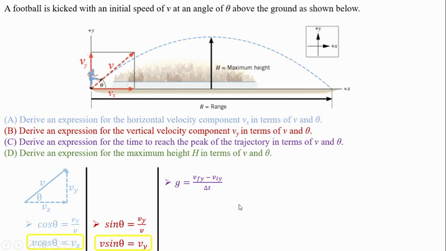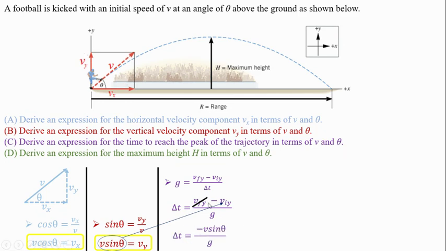Since it asks for the time at the peak, I know that at the peak my Vfy is 0. So in solving for t, I'm going to flip delta t up to the left, and move g down to the right in the denominator. I'm going to cross out Vfy because it's 0 at the peak. Therefore, I can just substitute Viy, and Viy is already calculated in part B. Viy here is simply V sine theta. So wherever Viy is, I can substitute in V sine theta.